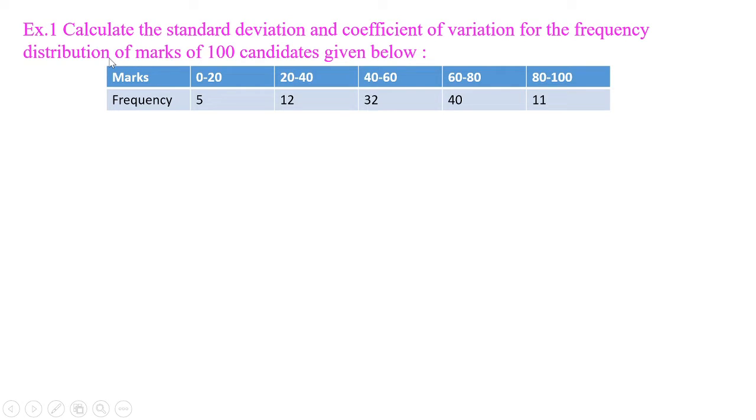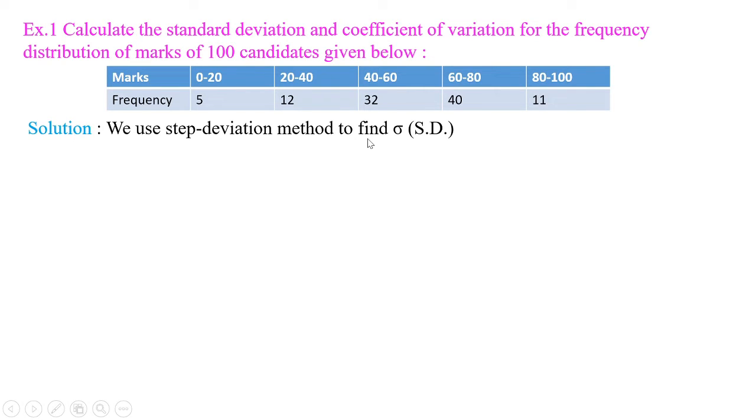Let us solve some examples of standard deviation. Example number 1. Calculate the standard deviation and coefficient of variation for the frequency distribution of marks of 100 candidates given below. The frequency distribution table has marks 0 to 20, 20 to 40, 40 to 60, 60 to 80 and 80 to 100, and frequencies are 5, 12, 32, 40 and 11.